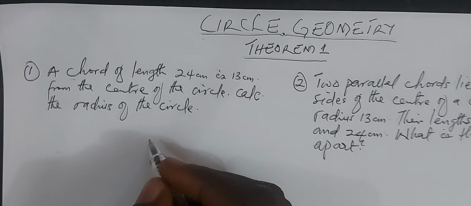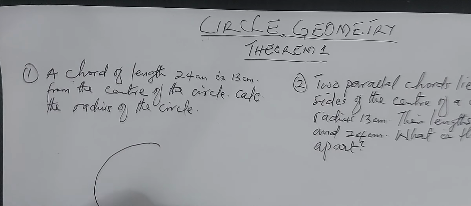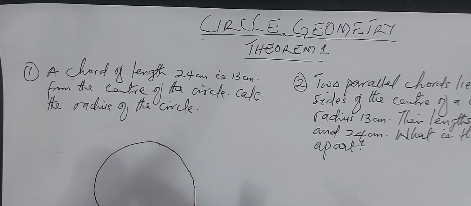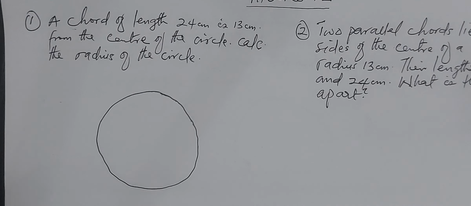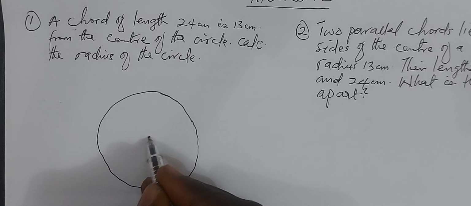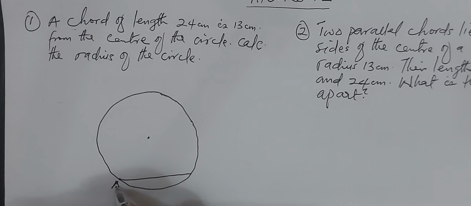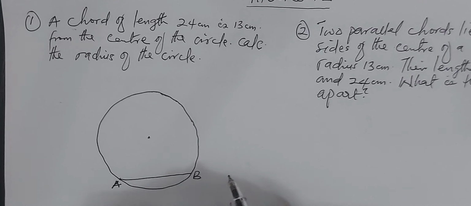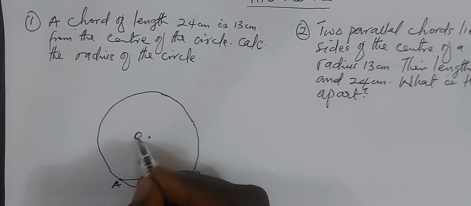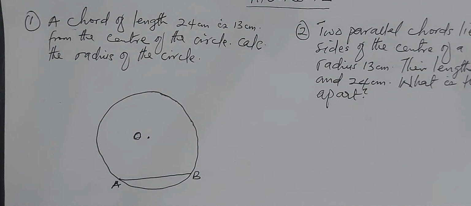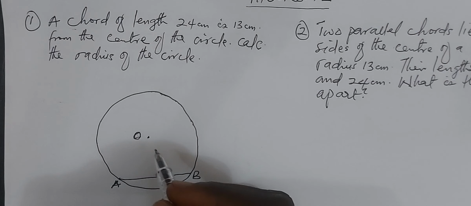We have our circle. This is our circle. This is the center, and we draw a chord. A chord is a line that joins two sides of the circle but does not pass through the center. And so we can label it as A, B, and the center as O. You can give it a letter of your choice.